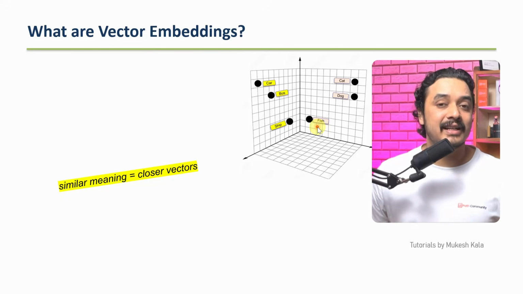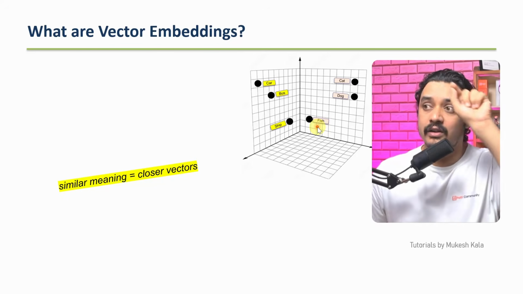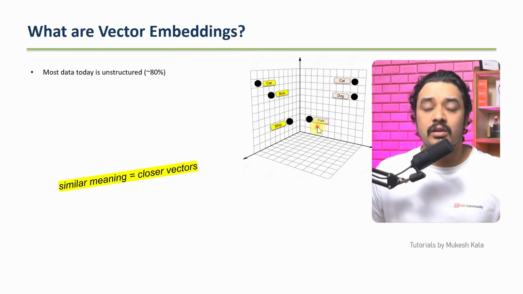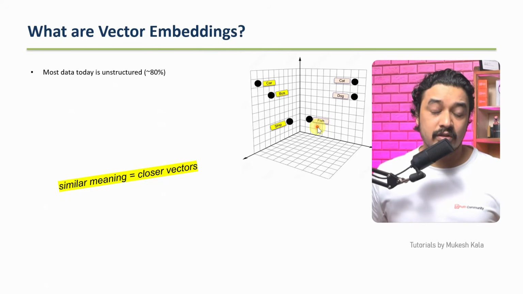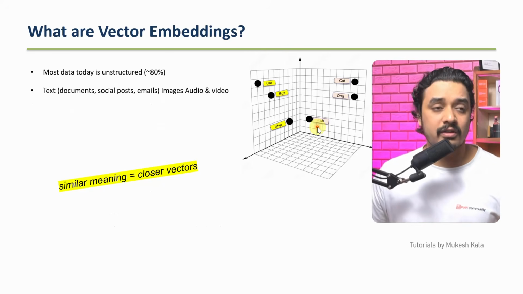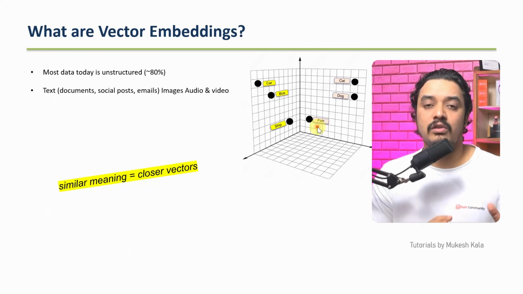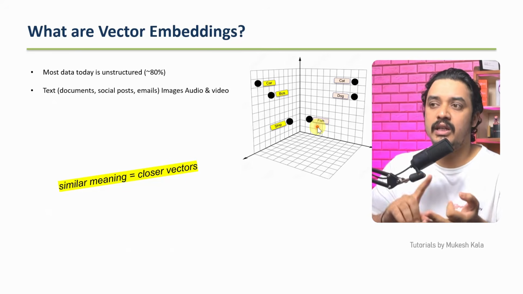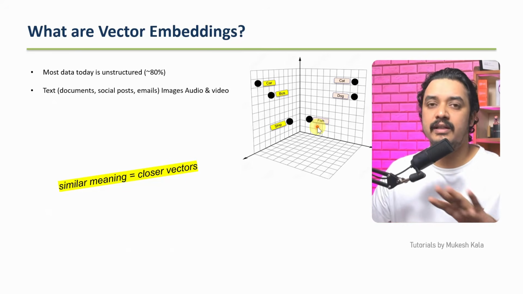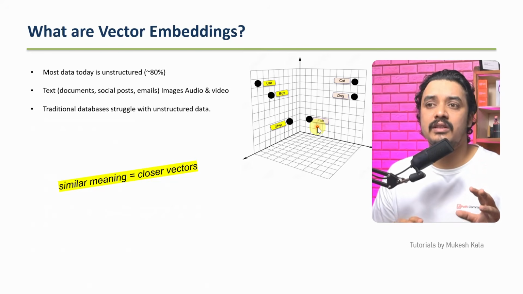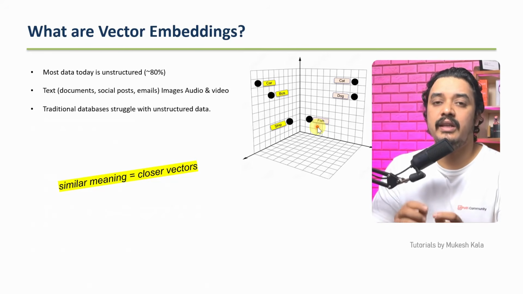Now what exactly is that embedding, what exactly is that dot which stores that information? In today's world or the modern use cases, most of the data is unstructured, which means the data is not always stored in rows and columns. The data can be documents, social media posts, emails, audio files, video files and all kinds of unstructured data. Traditional databases used to struggle when they had to store this data.